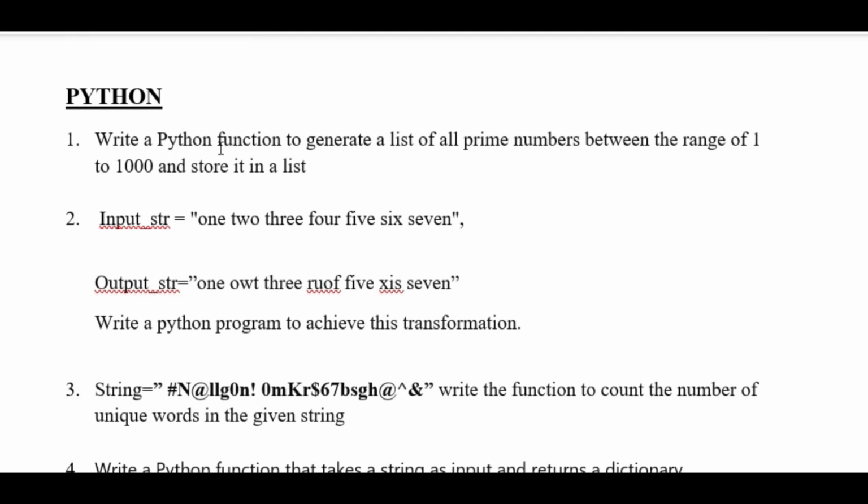Write a Python function to generate list of all prime numbers between the range of 1 to 1000 and store it in a list. Second question, input string they have given. Each word is separated with a space. The even number of words we need to reverse. The odd number of words we need to keep it as it is. You can see this one and write the program to achieve the above mentioned transformation.